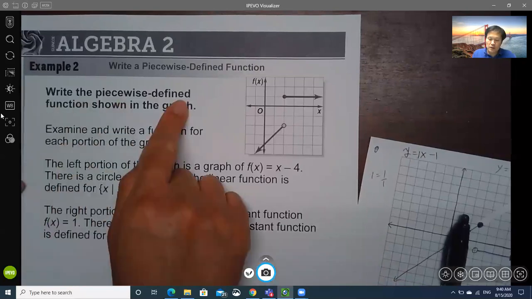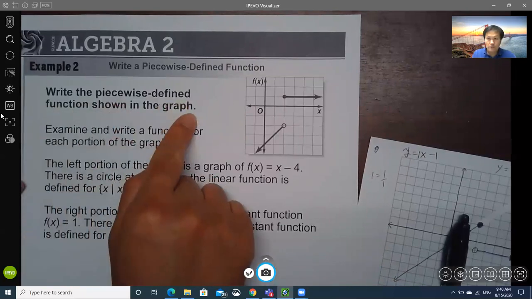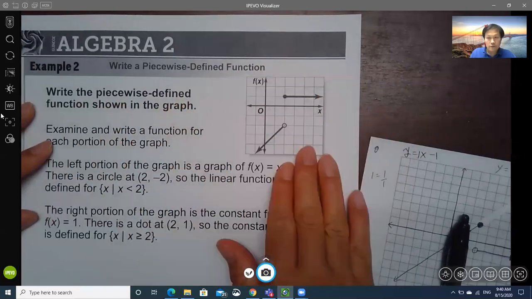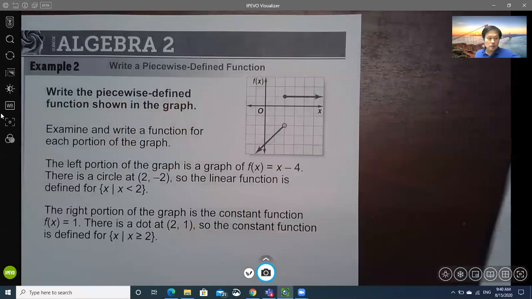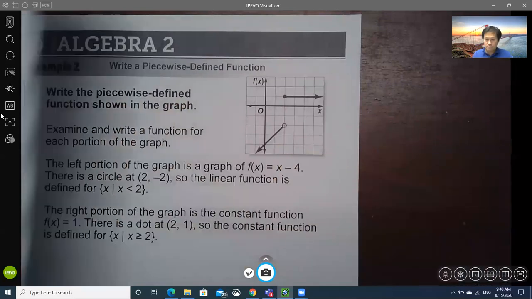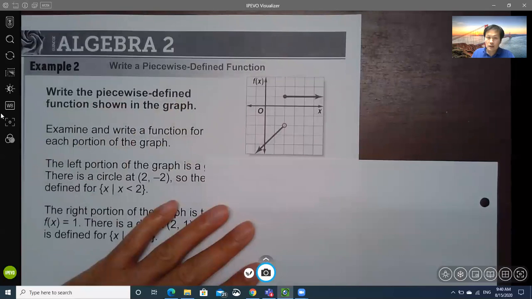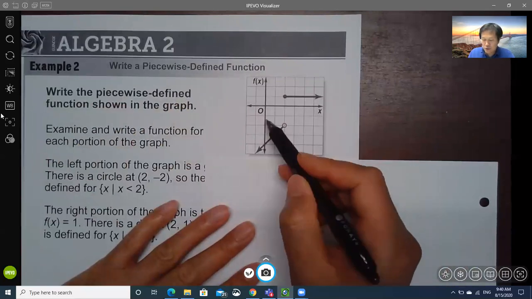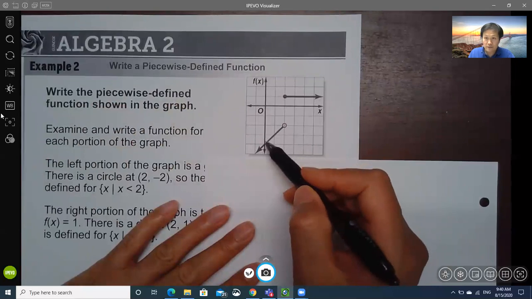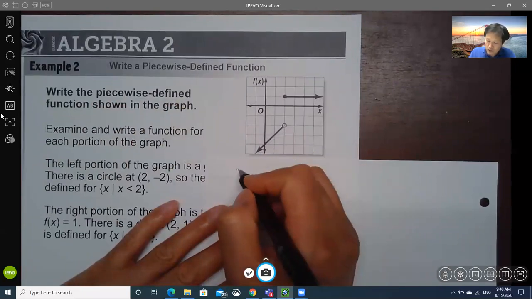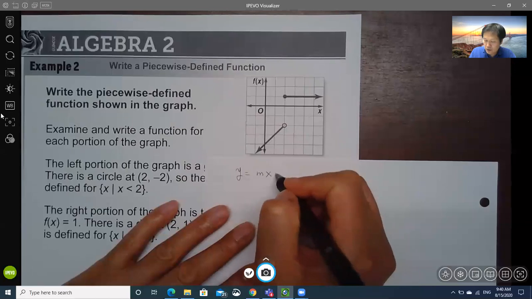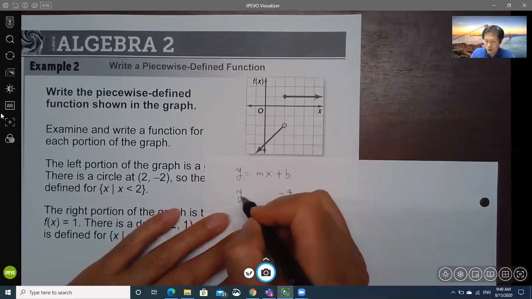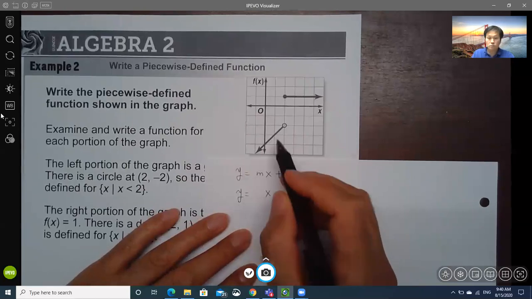Write the piecewise defined function shown in the graph. Okay, so we are going in the opposite direction. I gave you a graph, and you're finding the equation of it. If you look at this straight line, the y-intercept is 1, 2, 3, 4, minus 4. So you got y equal to mx plus b, where the y-intercept is minus 4. All you have to find is the slope.